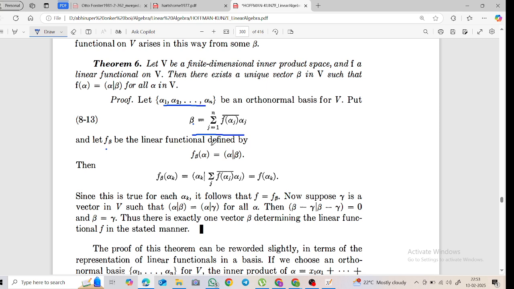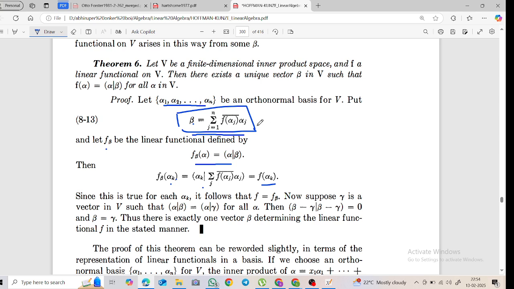And let f beta be the linear functional defined by f beta of alpha equals alpha inner product beta. Then you realize that f beta on alpha k, evaluating f beta on that basis, you get f of alpha k. Since f beta and f match on the basis, they match on the whole vector space. Now you might ask, why all of a sudden do you come up with this vector? How do you get the intuition?